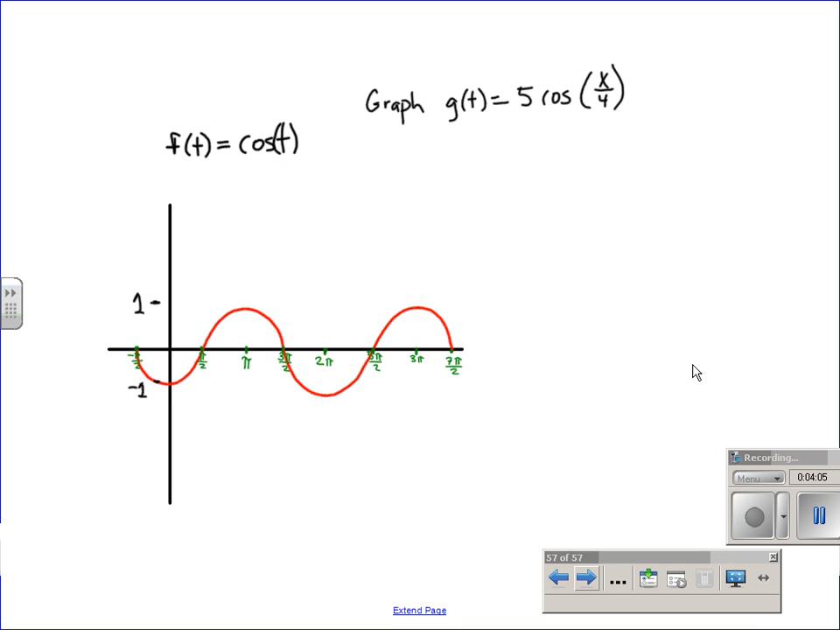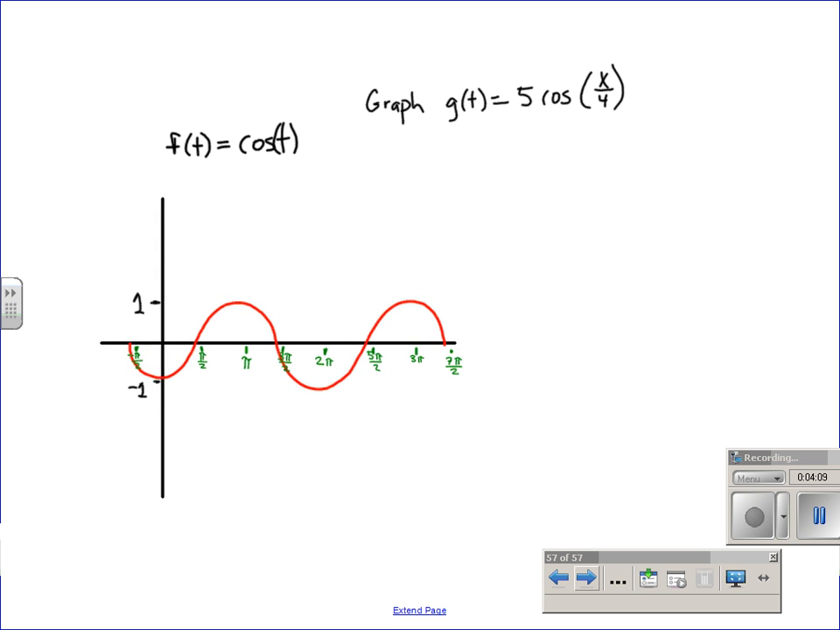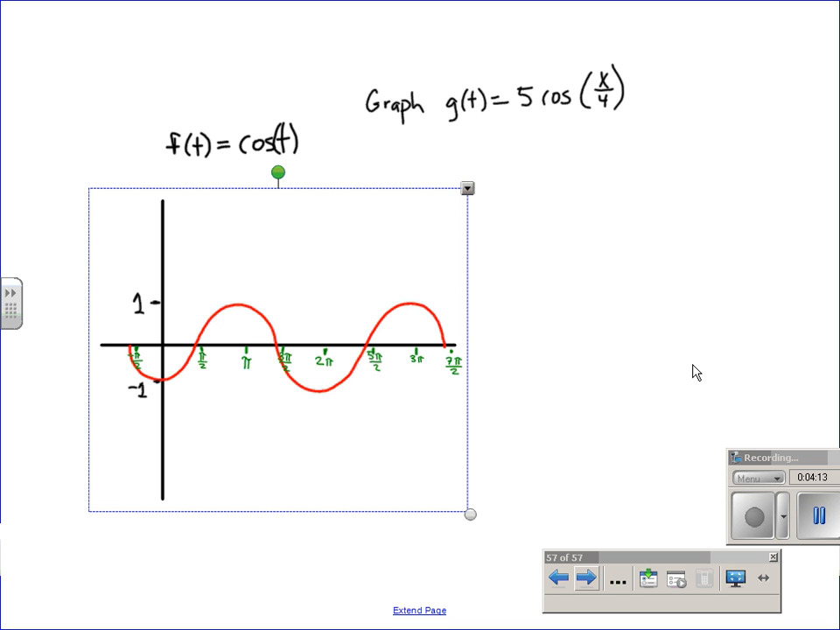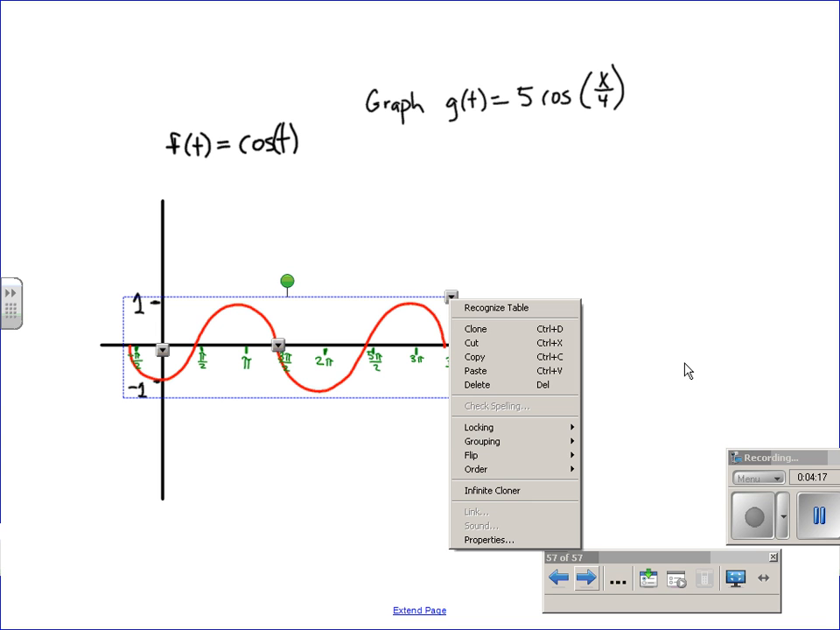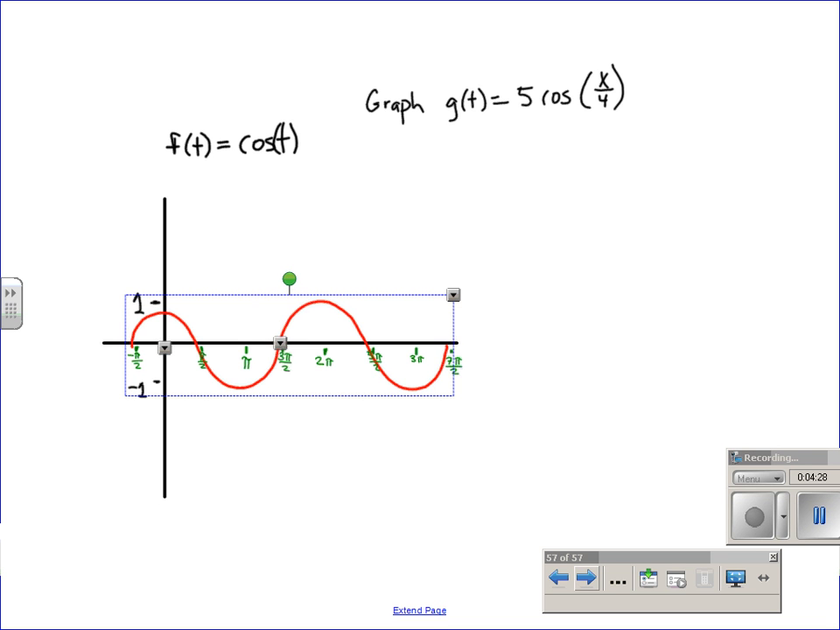We have a lot of things I need to ungroup. Okay, here we go. Okay. Now we have the graph that we're looking for here.